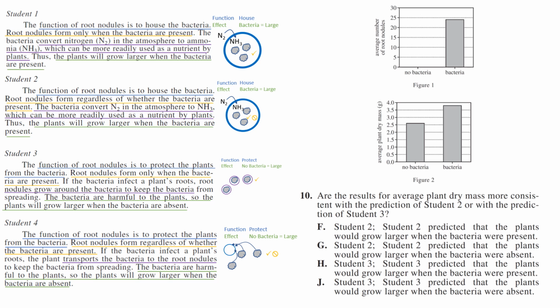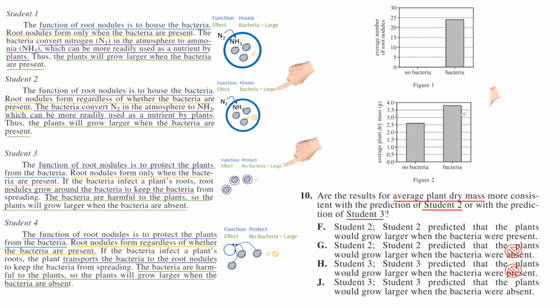Number 10, we have to use the experiment and the student hypotheses both. The results for average dry mass are more consistent with the prediction of student 2 or 3. So student 2 says bacteria present, they grow large. Student 3 says no bacteria, they grow large. This is from the reading, right? Last sentence. Now, we can eliminate choices G and H simply because they don't support what the reading says. We don't have to extend our knowledge at all, because choice G says they would grow large when bacteria were absent for student 2, and that's not what student 2 says. Student 3 says the opposite of what is stated also.